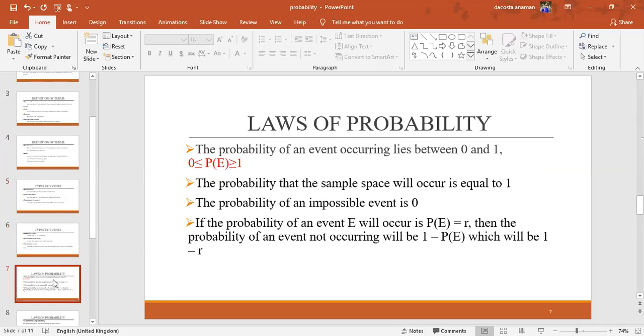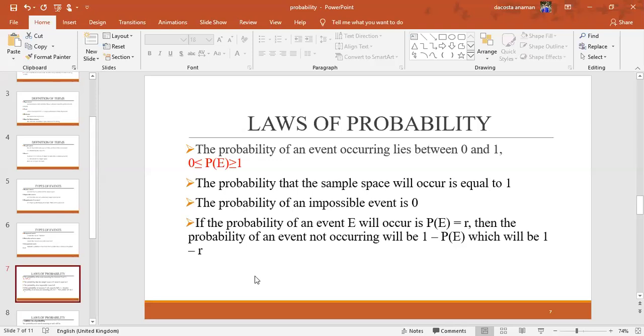We also talked about the laws of probability. The probability of an event should be greater than 0 and less than 1, and that means it should range between 0 and 1. The probability that the sample space will occur is equal to 1. So if you are sure that what you are looking for will occur, that will be equal to 1. And the probability of an impossible event, that event that will not occur, is 0. So those are the two restrictions, 0 and 1.